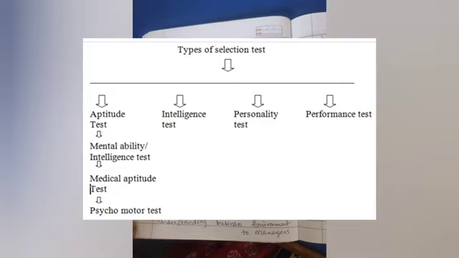Now we'll discuss 4 types of selection tests. We have aptitude test, intelligence test, personality test, performance test. In the aptitude test, they check mental ability and intelligence, medical aptitude test, and psychomotor test, like in what minutes, how fast you are in typing, etc.